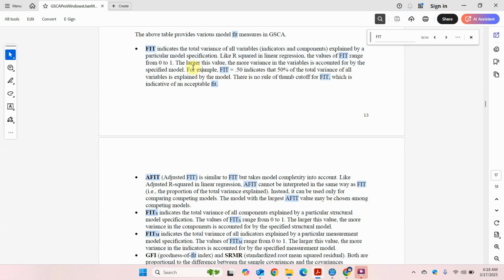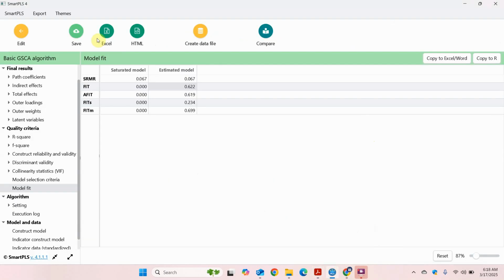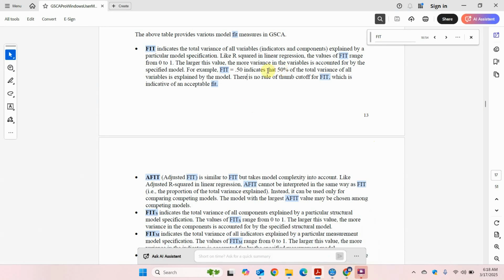Now, for example, a FIT of 0.50 indicates 50% of the total variance of all the variables is explained by the model. And there is no rule of thumb. Now it is between 0 to 1, the closer to 1, the better the fit. Now in this case, the FIT is 0.622, which means 62.2%. And if we look here, it says that 62.2% of the total variance of all the variables is explained by the model. Now this is close to 1, so we can say that it is a good fit.